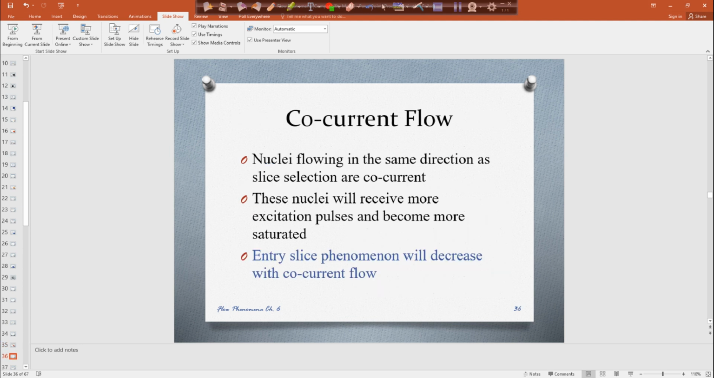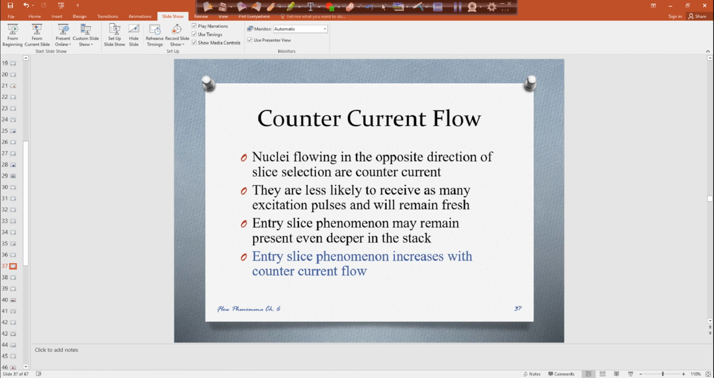So in co-current, the nuclei are flowing in the same direction as the slice orientation. These nuclei will receive more excitations and become more saturated, so entry slice phenomena will decrease. And then in countercurrent, nuclei will be in the opposite direction of our slice orientation. They'll receive fewer excitation pulses, remain fresh for longer, so it'll prevent that saturation deeper into the stack, so our entry slice phenomena increases.